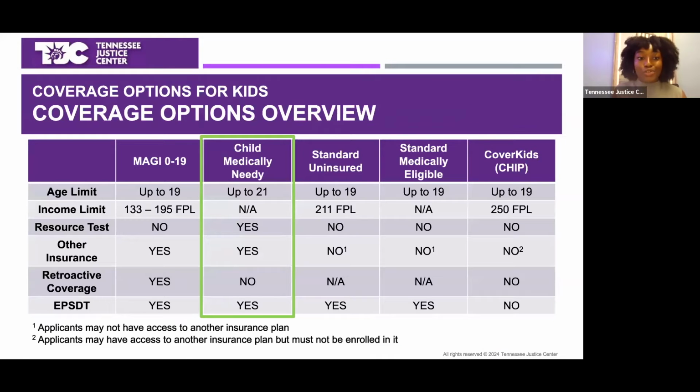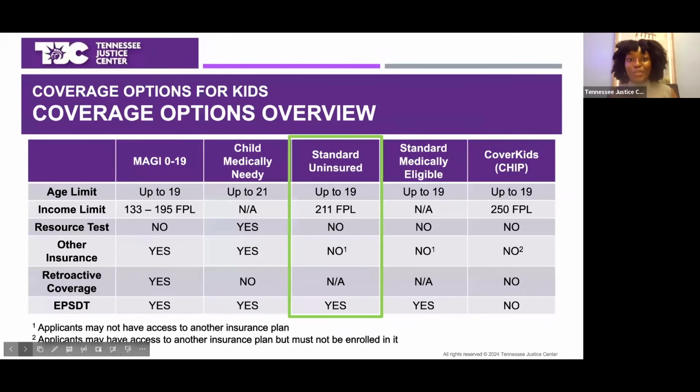All right, so just to review, medically needy spend down goes up to age 21. There's no set income limit. Instead, you have resource tests and spend down limits. You can have access to other insurance. TennCare will just be a secondary payer. There's no retroactive coverage with this category, and this does have that EPSDT benefit.